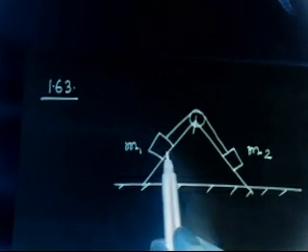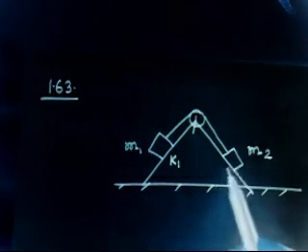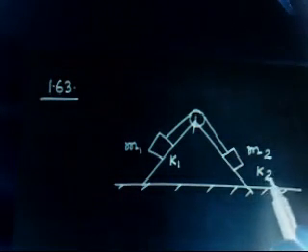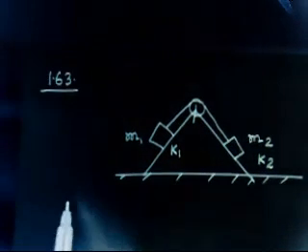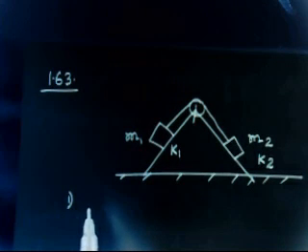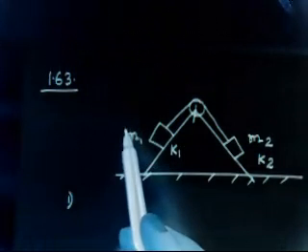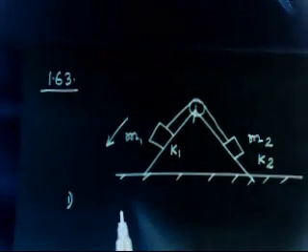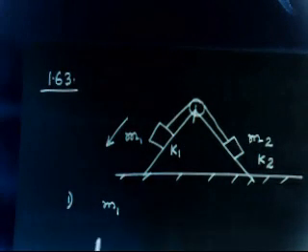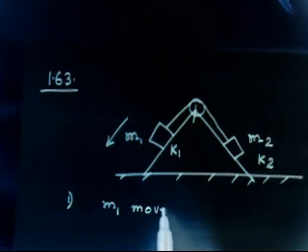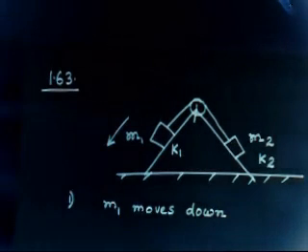Friction coefficient between m1 and the base is, let us say, k1, and friction coefficient between m2 and base is, let us say, k2. The first part of the question says, what should be the condition so that the system moves in this direction? So first condition, m1 moves down. What should be the condition, you think?